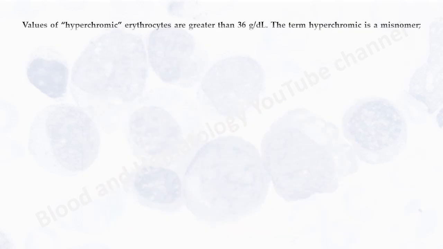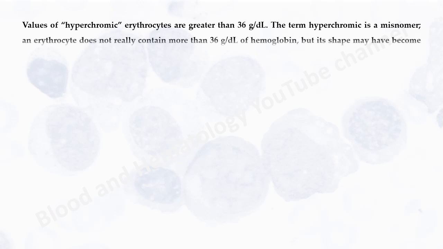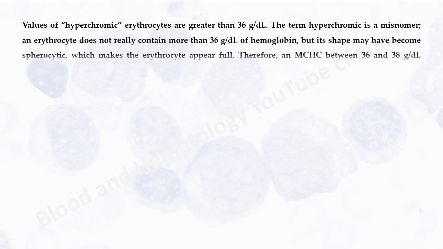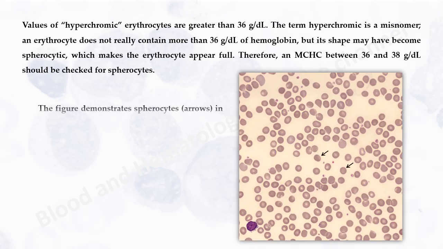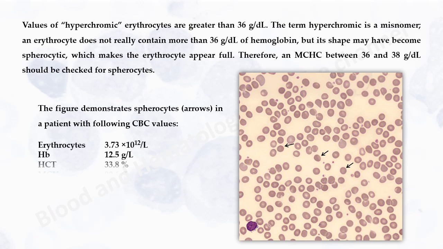Values of hyperchromic erythrocytes are greater than 36 grams per deciliter. The term hyperchromic is a misnomer. An erythrocyte does not really contain more than 36 grams per deciliter of hemoglobin, but its shape may have become spherocytic, which makes the erythrocyte appear full. Therefore, an MCHC between 36 and 38 grams per deciliter should be checked for spherocytes.